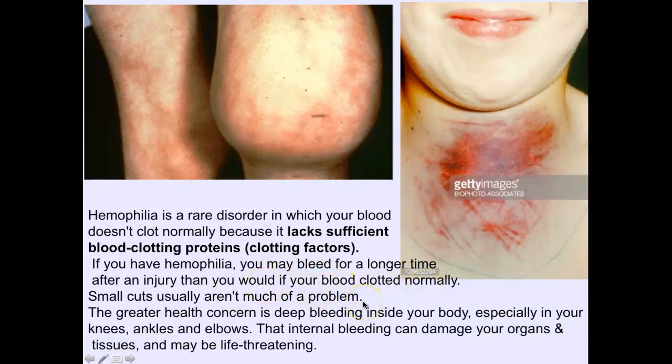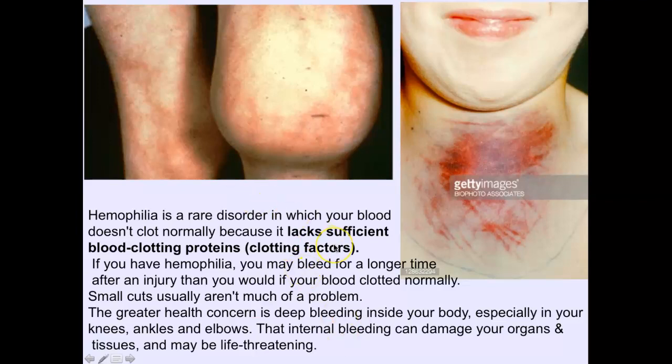Small cuts aren't much of a problem. The greater health concern is the deep bleeding inside your body, especially in your joints, knees, ankles, and elbows. And that internal bleeding might damage your organs and tissues and may be life-threatening. So think about if you had a small tear in your liver or in your kidney, but it just never stopped bleeding. That blood can accumulate and cause problems within that organ. So that's the issue here.